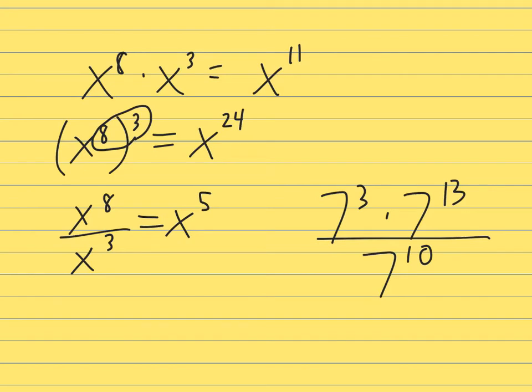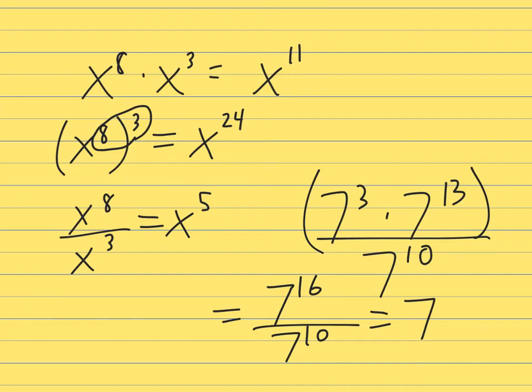Ooh, next one's kind of interesting. So on the top, you have something here to simplify. I'm going to simplify that top first. That's going to be 7 to the 16th power. And then I'm going to write divided by 7 to the 10th power. And if I simplify that further, I keep the base, subtract the powers of 16 and 10, and if I subtract those powers, I get 6. So 7 to the 6th power would be your answer for that one.